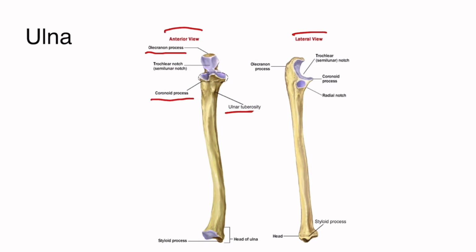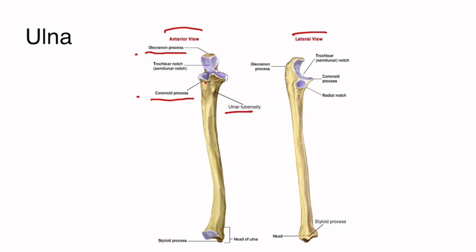Second, coronoid process. It's a triangular projection of the anterior surface of the ulna. It fits into the coronoid fossa of humerus during elbow flexion. It serves as an attachment site for the brachialis muscle, which helps in elbow flexion. Olecranon process here fits into the olecranon fossa on the posterior surface of the humerus. Coronoid process fits into the coronoid fossa of the humerus on the anterior surface of the humerus.